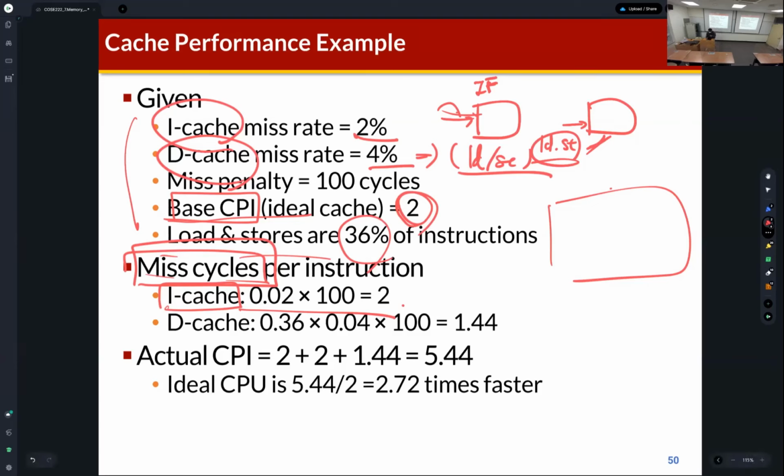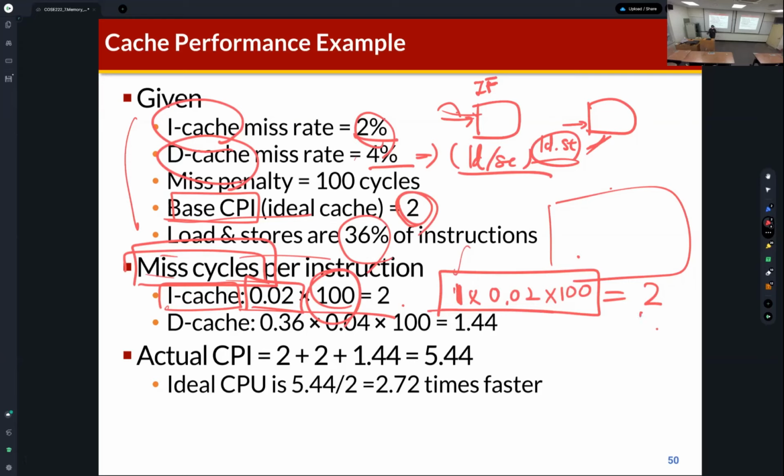So the equation is like this. The increased cycles by instruction cache misses is 2: every instruction 1, multiplied by the miss rate and the miss penalty, so 2. This is the clock cycles increased by instruction cache misses.